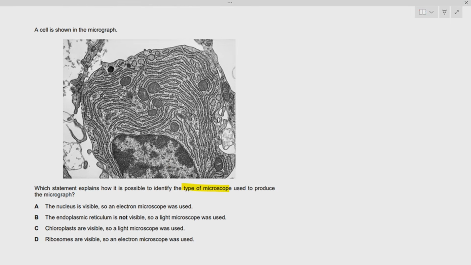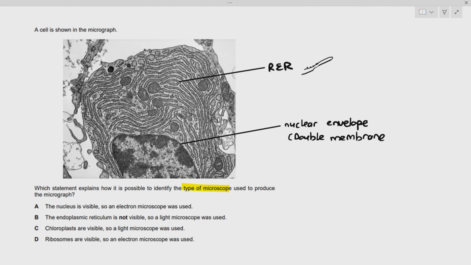The first thing is, you can see the nuclear envelope, which is a double membrane. You can also see rough endoplasmic reticulum, those flattened cisternae, and the dots on the surface, which are the ribosomes. So immediately you know that this is the electron microscope, because, as mentioned, RER are not visible under a light microscope. They are only visible under electron microscopes. B and C are out because they are saying it's using a light microscope.